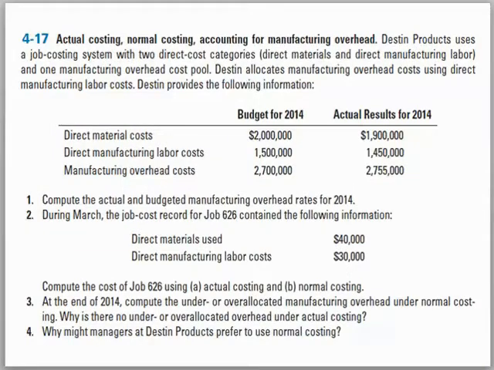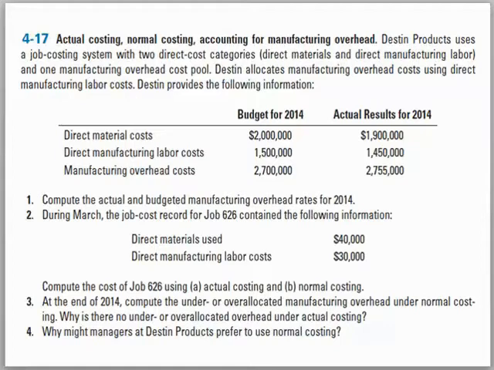Let's start solving the first exercise, number 4-17. The problem says: actual costing, normal costing, accounting for manufacturing overhead. Destin uses a job costing system with two direct cost categories, direct material and direct labor, and one manufacturing overhead cost pool. He said that Destin allocates manufacturing overhead costs using direct manufacturing labor costs. Here is the base. He used the direct manufacturing labor costs as a base. And Destin provides the following information.